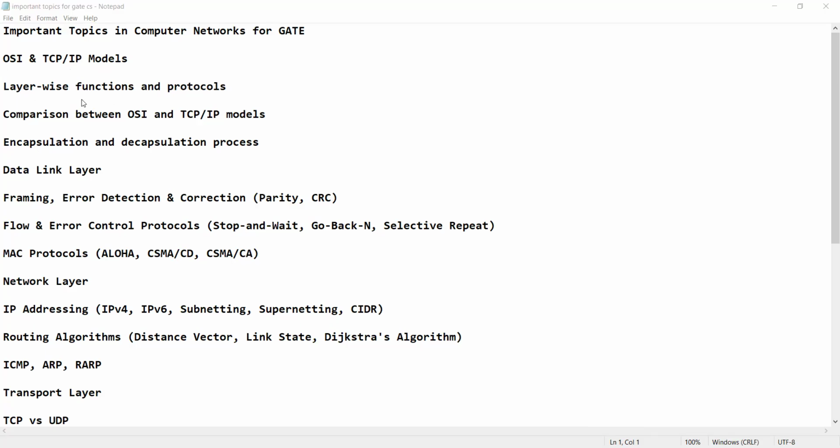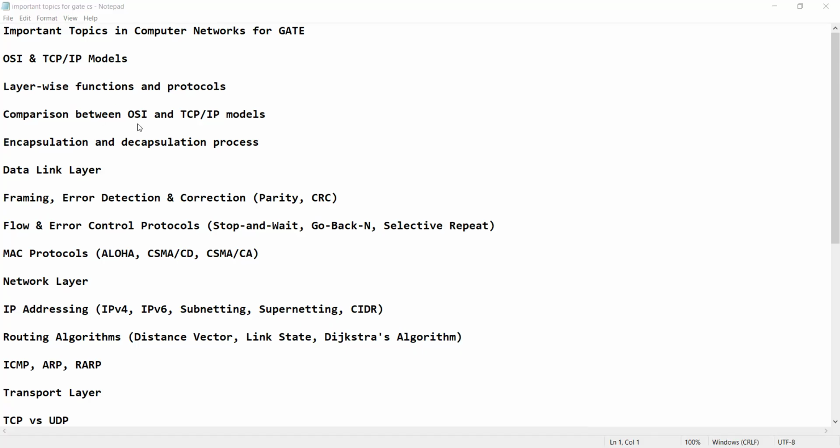Next one, layer-wise functions and protocols. These are also very important because theoretical questions will come from this topic. They don't ask any problematic questions from this. They will ask theoretical questions from this concept, like match the following type. So go through this second topic.